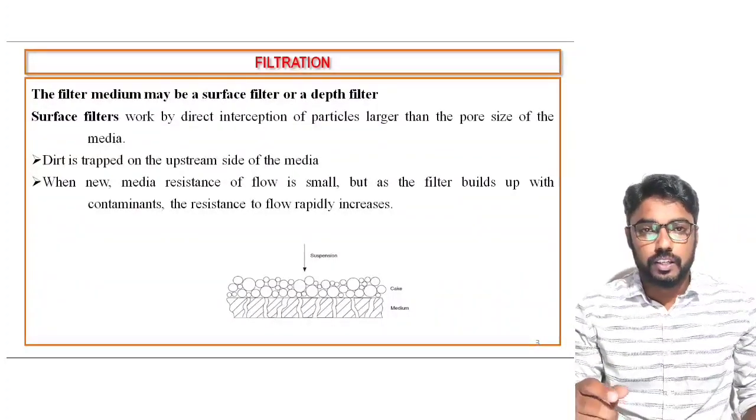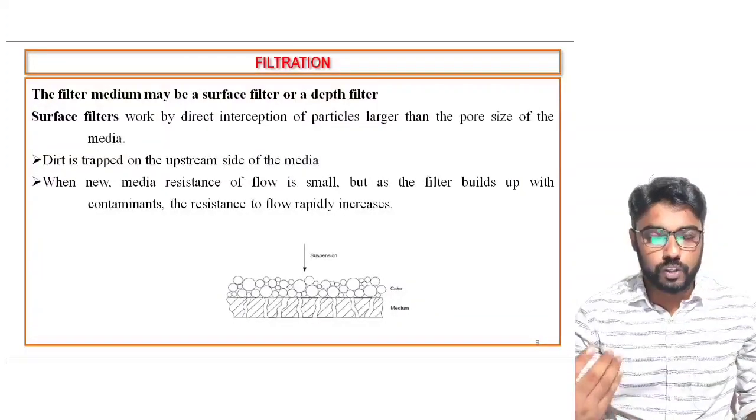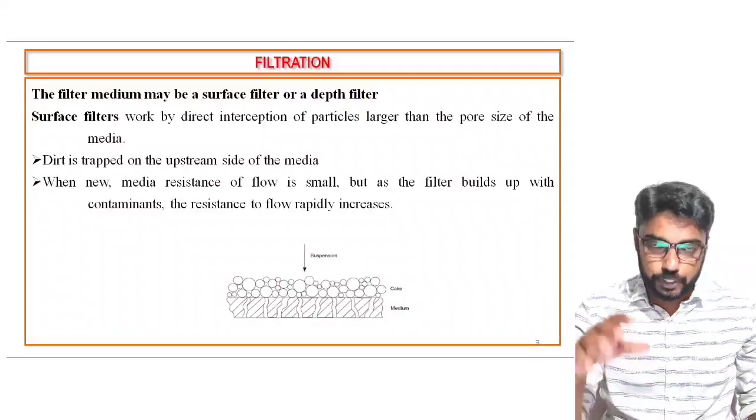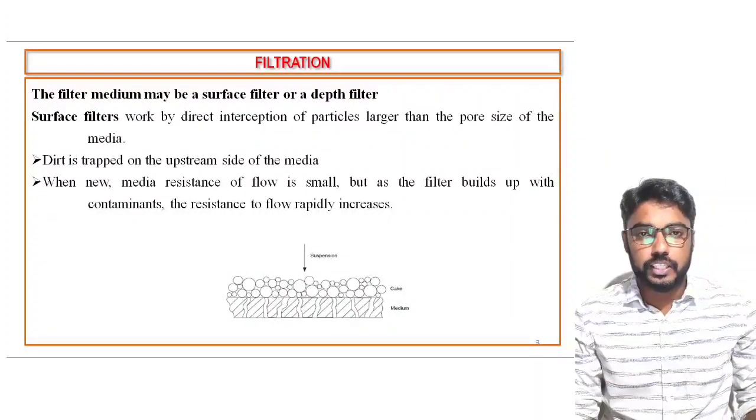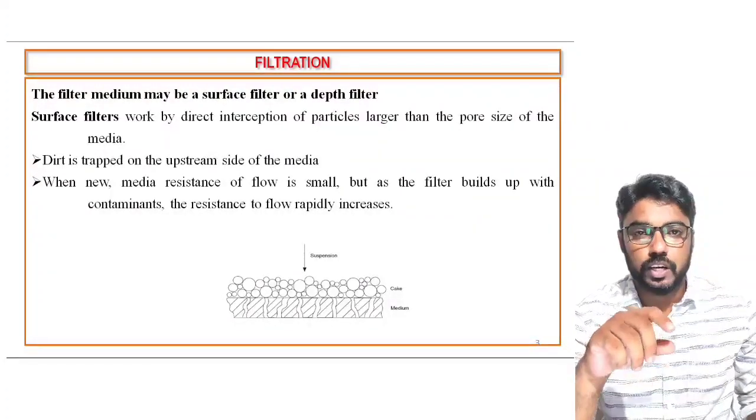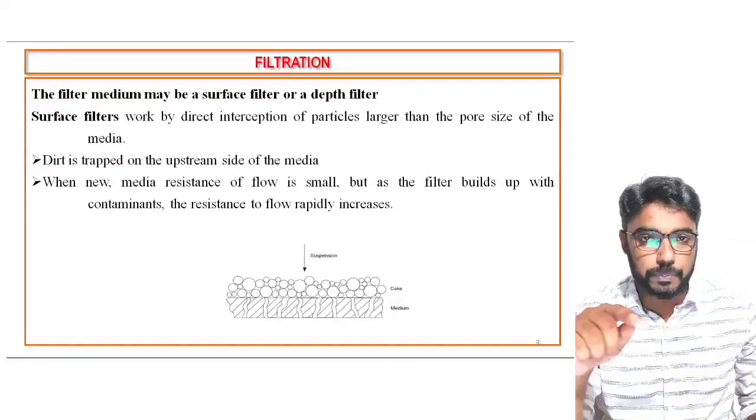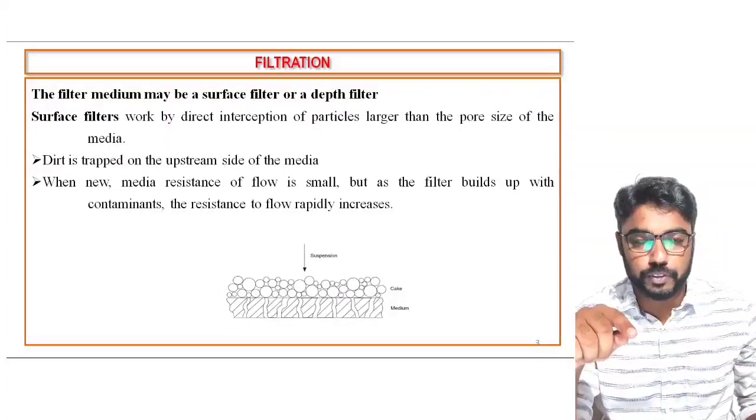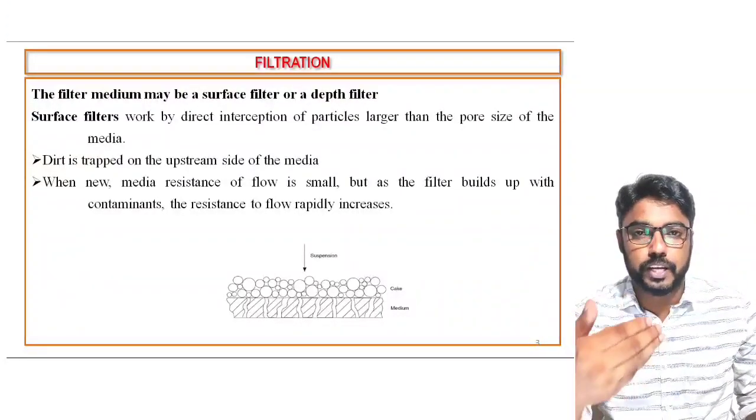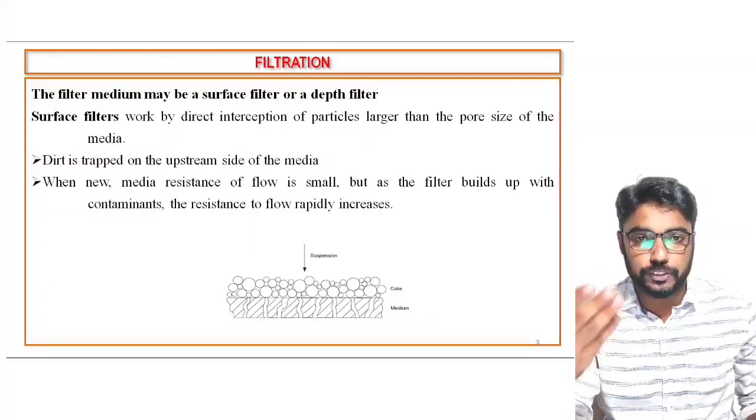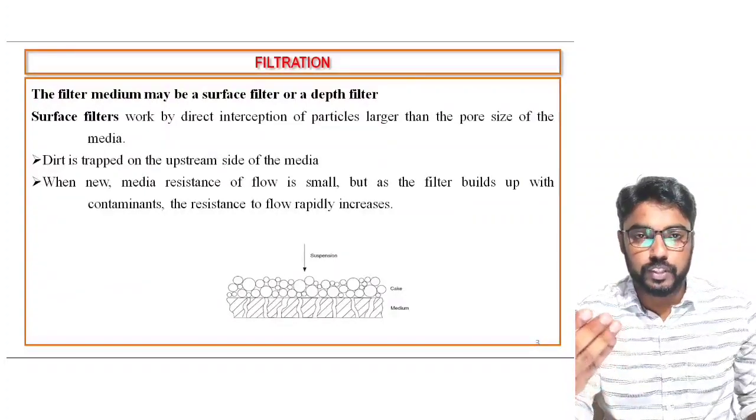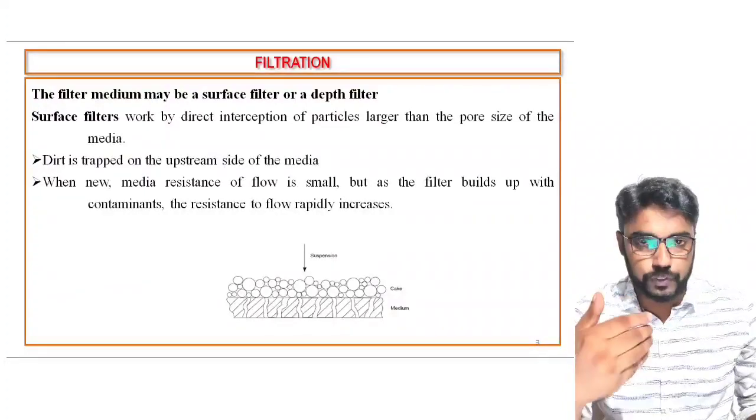The dirt or solid particles will be accumulated on the upstream portion of this filter. At the start of the filtration process, the flow of liquid will be high, and as the filtration progresses, a large number of solids will be accumulated on the surface filter. That's why there will be some resistance to the flow of liquid. This is about the surface filters.